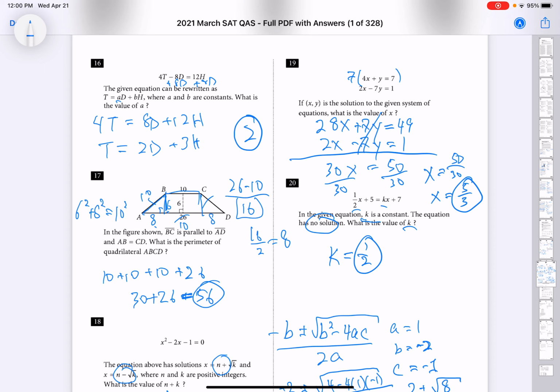Okay, so that is the conclusion for the no calculator section of the March 2021 exam.